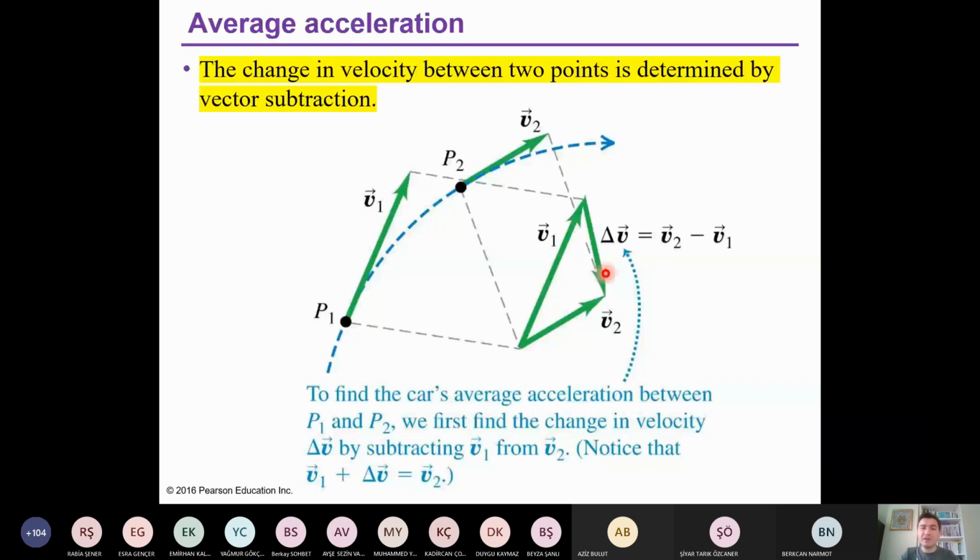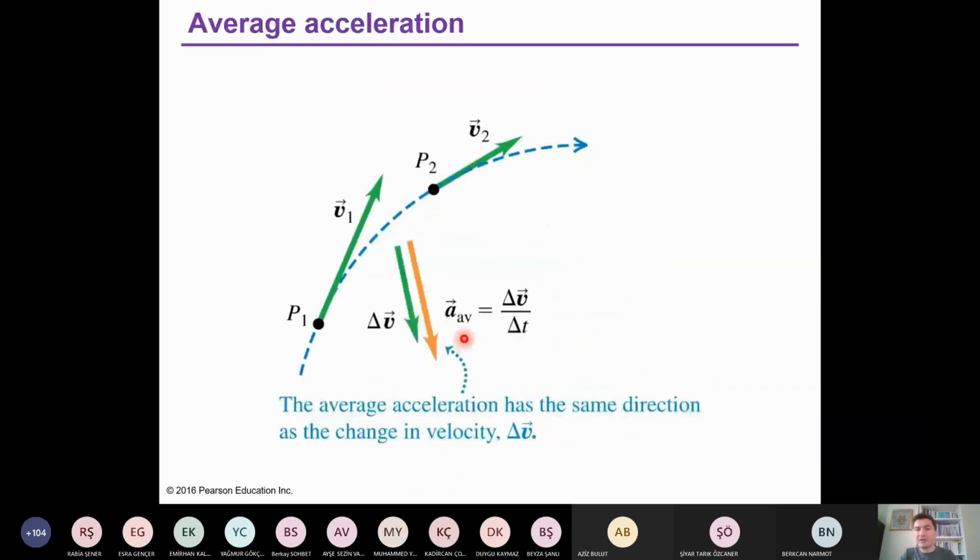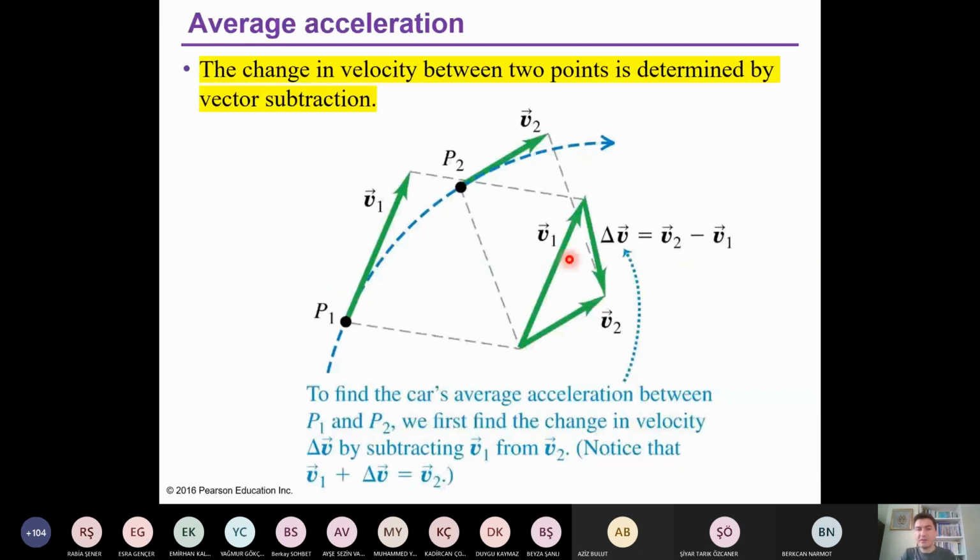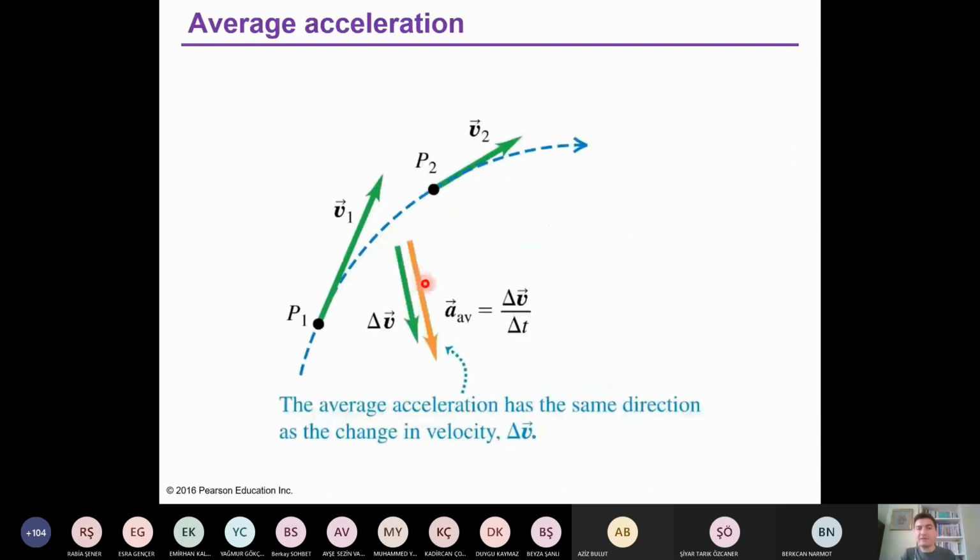Okay, and what about the average acceleration? We have found the direction of delta v. Delta v is this one, and average acceleration is given by delta v over delta t. So average acceleration is along delta v. This is new information for you. Here we have velocity in this direction, but the acceleration vector is along a different direction. So you must be very careful with a curved path. Do you have any question here related to the direction of acceleration for this example?